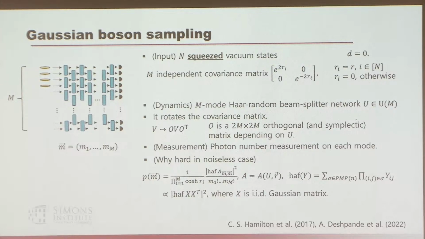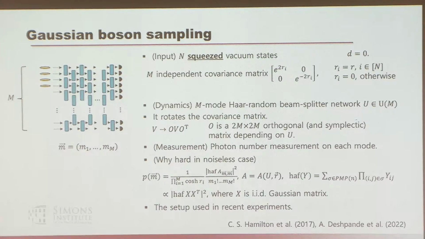In this paper, they also show that this output probability is expressed by the Hafnian of XX transpose, where X is an IID Gaussian matrix. Using the same logic, we have a hardness result for Gaussian boson sampling under some conjecture. The reason we used Gaussian boson sampling instead of single photon boson sampling was to scale up. This setup is now being used in this quantum advantage experiment. Any questions so far?